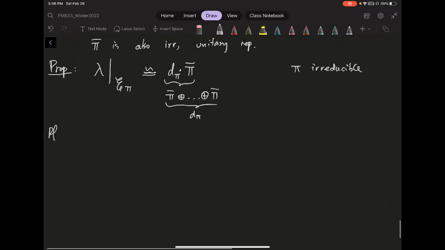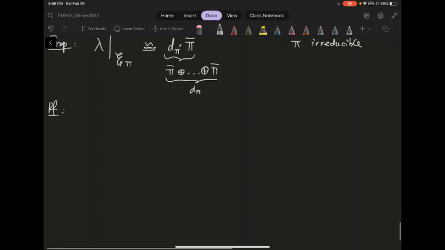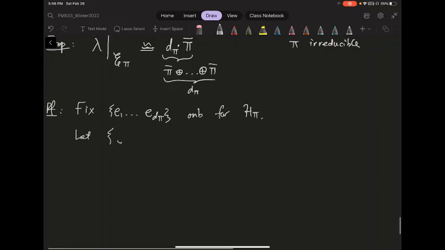To prove this, it's actually just a consequence of the Schur orthogonality. Let's fix an orthonormal basis e1 up to e of d pi for H pi. Once I fix the orthonormal basis, I can talk about an orthonormal basis for E pi. The square root of d pi times pi ij is going to be an orthonormal basis for E pi. So this is a d pi squared dimensional finite vector space.